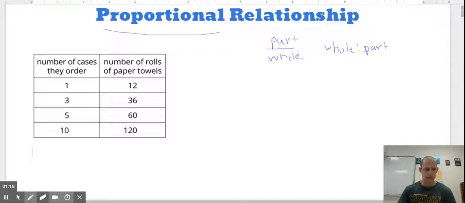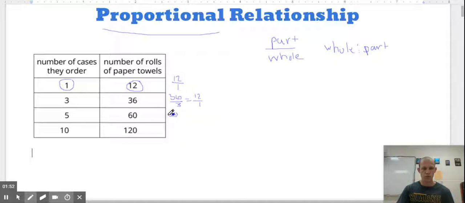So let's look at this case that we have over here. The number of cases they order of paper towels, we assume, to the number of rolls of paper towels. So let's look at all these different proportions. So the first proportion I'm going to look at is 12 to 1. This divided by that. Okay? Then I'll look at the next one, 36 to 3, which if I divide both these numbers by 3, I get out 12 over 1. Notice they're the same.